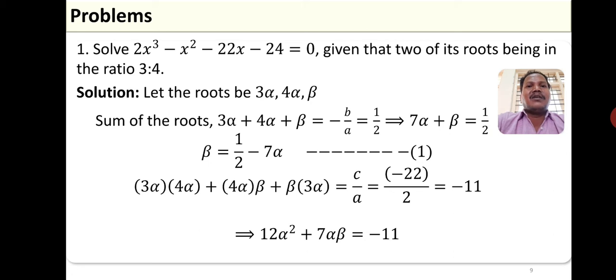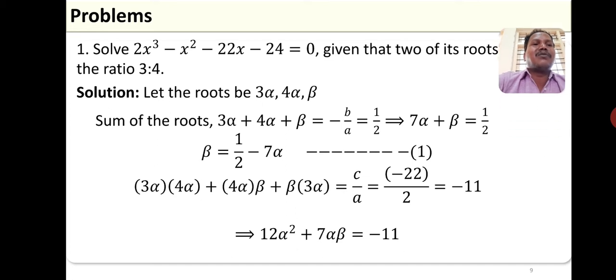The first one, solve a cubic equation given that two of its roots are in the ratio 3:4. As usual, we can use the facts we have taken. Let the roots be 3 alpha, 4 alpha, beta. Therefore, the sum of the roots, that is 3 alpha plus 4 alpha plus beta equals minus b by a. Here b is minus 1, a is 2, therefore 1 by 2. So simplification, 7 alpha plus beta equals 1 by 2.